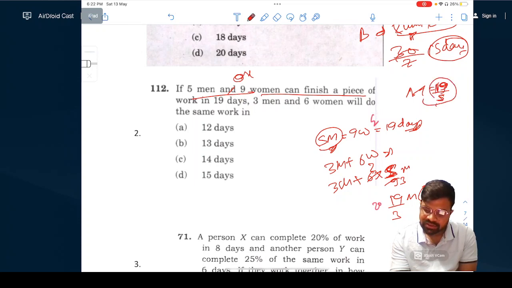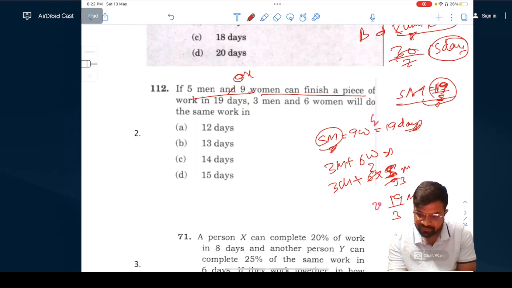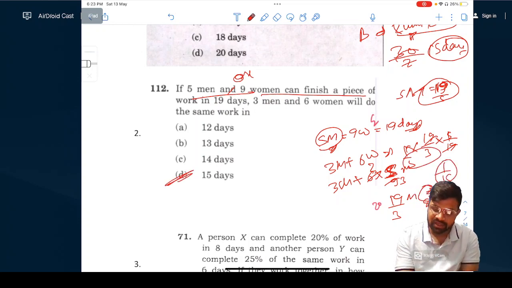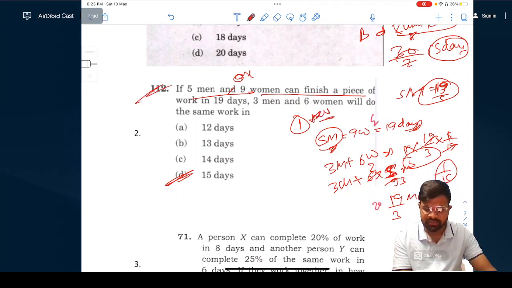One man's efficiency is 19 by 5. So when you calculate this, it will come out to be 19 by 3 into 5, that is 1 by 19 into 1 by 5. Something like that, so it will be 1 by 15. That means 15 days, if you assume one as the work. It is a tough question. It will not come like that. Yes, UPSC has already shown it.